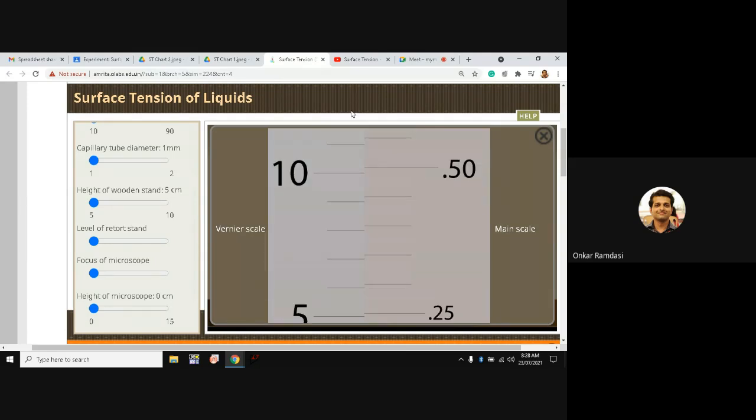For the main scale reading, it is the line which coincides with the vernier scale 0. For the vernier scale reading, we check which line out of the 30 lines is matching exactly with the main scale. You can see these lines are not matching. Let's say this is line 10, this is 11, 12, 13. This is not matching exactly to the main scale. I'll explain that process once we go with the readings.